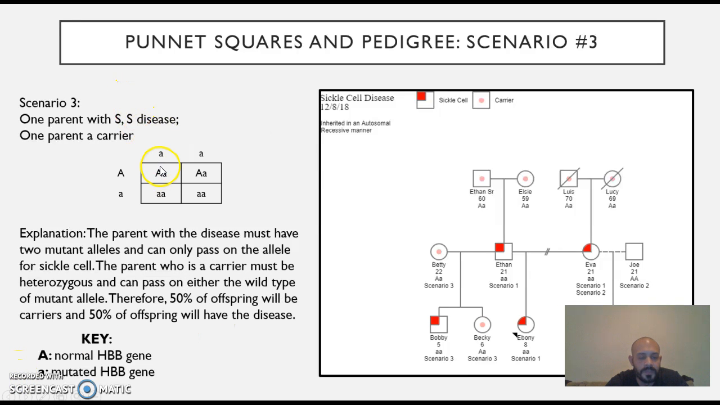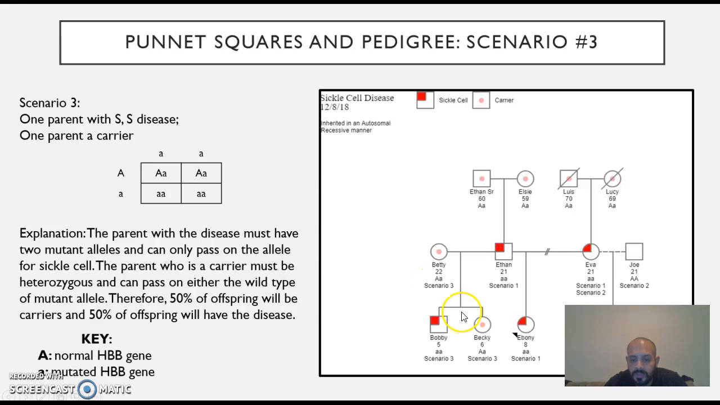In the third scenario, we have one parent who's a carrier, having only 1 mutant allele, and one parent who has the disease, which means that they have 2 mutant alleles. And this is very interesting. What we see here is that they have a 50% chance to have a child that has sickle cell with 2 mutant alleles, and a 50% chance to have a child that has only 1 mutant allele, which makes them a carrier.